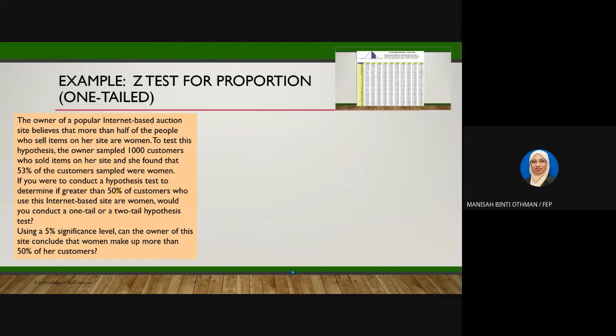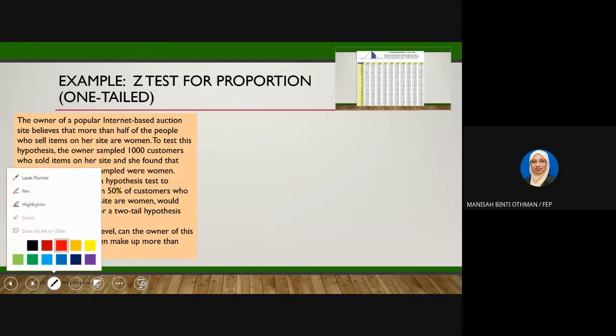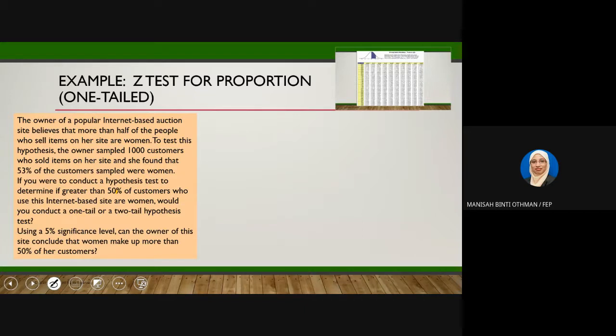Okay, have you read? Alright, so the owner of a popular internet-based auction site believes that more than half of the people who sell items on her site are women. To test this hypothesis, the owner sampled 1,000 customers, because the owner believes more than half, more than 50%. The owner sampled 1,000 and found that 53% of the customer sample were women.